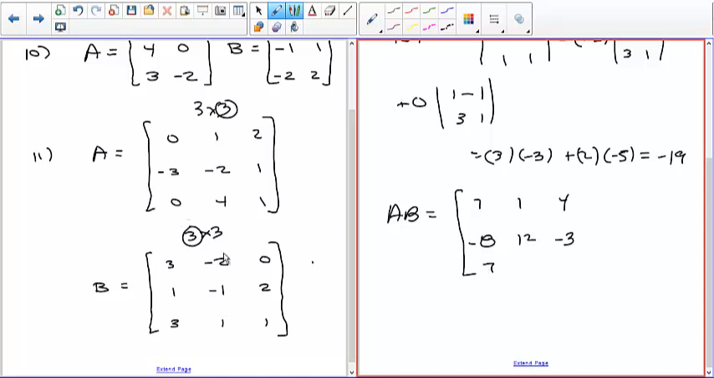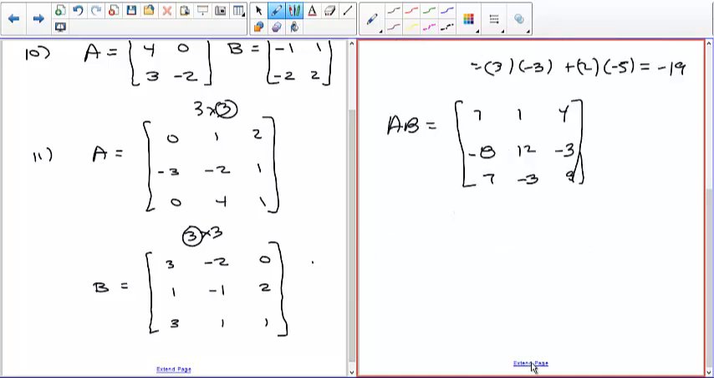Third row, second column, you're going to have 0, negative 4, plus 1 is negative 3. And then you take third row, third column, so you have 0, 8, 9. So that is A times B. And then to do the determinant of A times B, you're going to have 7. Doesn't matter, I'm going to use the first row. So you cross these out, you're going to have 12, negative 3, negative 3, 9, minus 1.